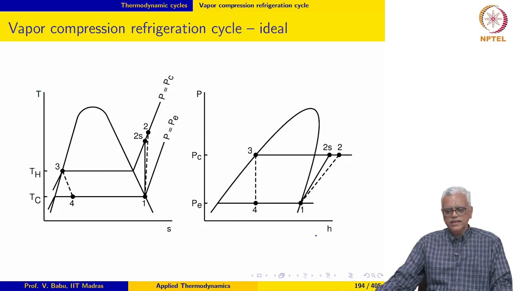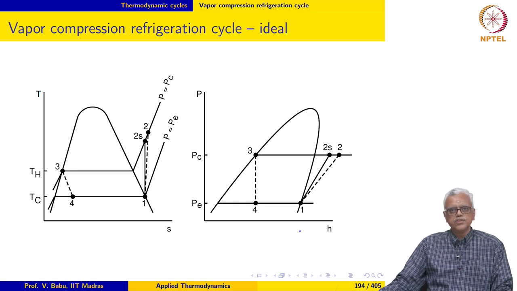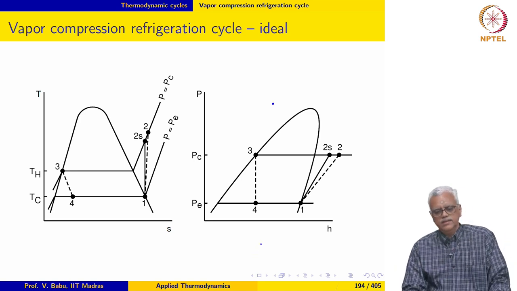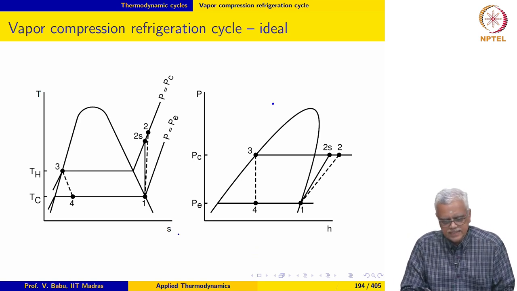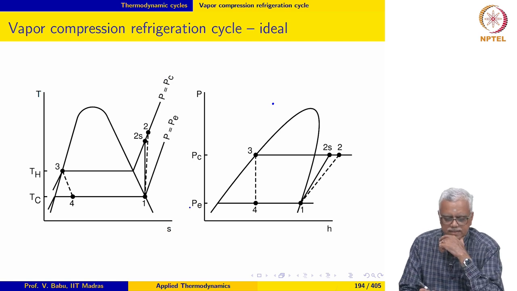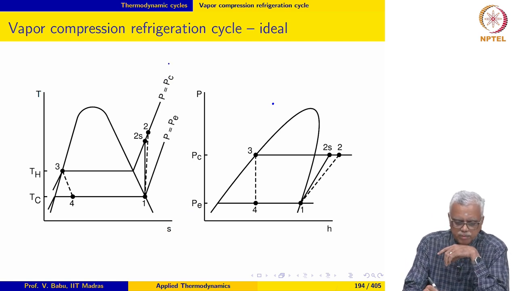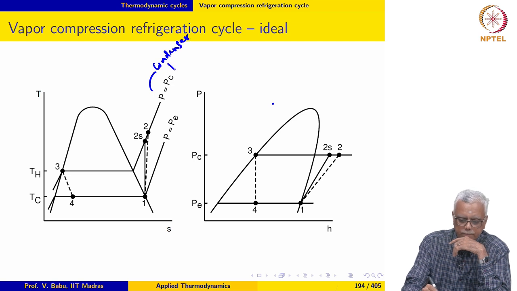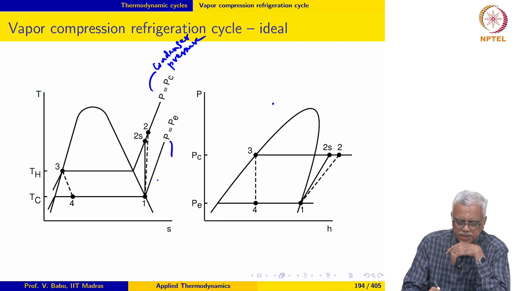Now, we may illustrate the cyclic process executed by the refrigerant on a TS diagram or on a pH diagram. I will come to the pH diagram next. Let us first look at the TS diagram. Just like the Rankine cycle or the Brayton cycle, the vapor compression refrigeration cycle also operates between two isobars, P equal to PC, which is the condenser pressure, and P equal to PE, which is the evaporator pressure.